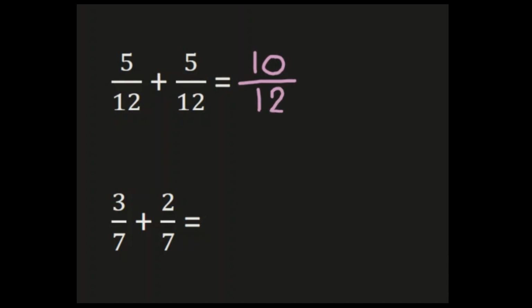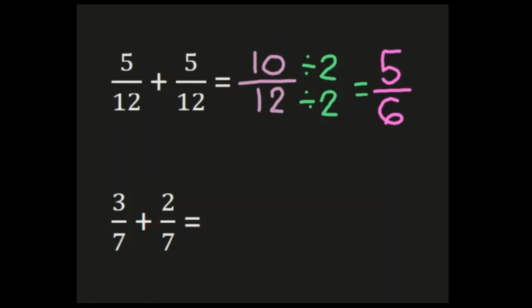Well, 10 and 12 are both even numbers, so they share a common factor of 2. So we can simplify. We're going to divide our numerator and denominator both by the same number, by 2. So 10 divided by 2 is 5, and 12 divided by 2 is 6. So 5/12 plus 5/12 equals 5/6.